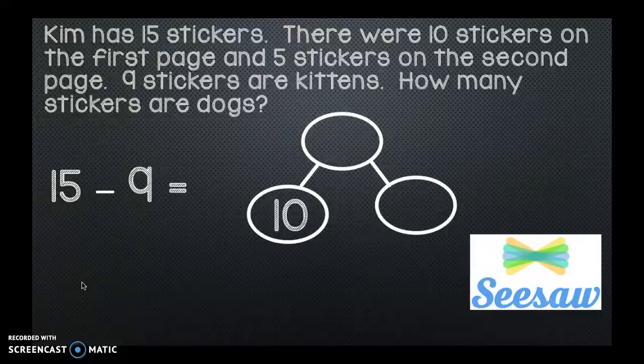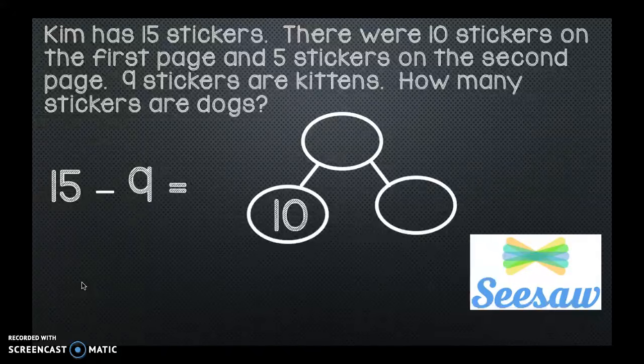I already filled in one of the parts because, of course, we're looking for that 10 to go along with our learning goal. And you need to fill in the other part, the whole amount, and then I want you to draw a picture of the 2 parts, subtract your 9, and find out how many stickers are left over that are dogs. Okay?